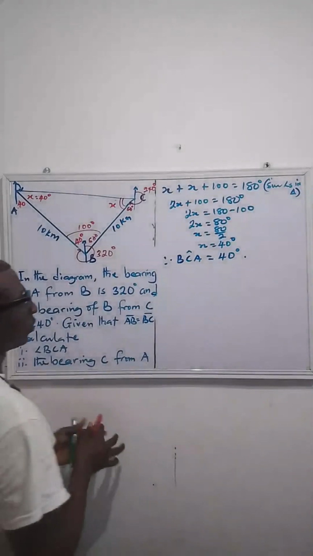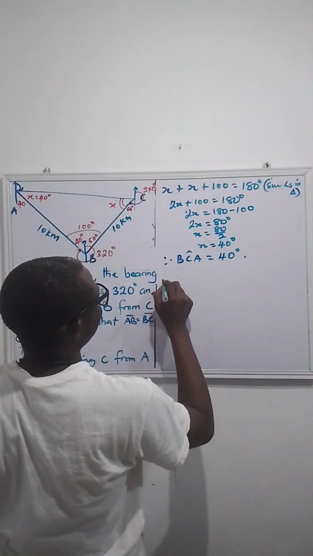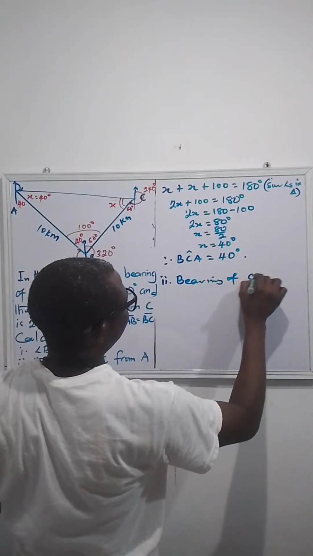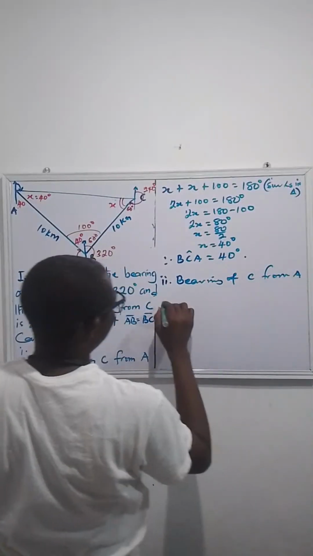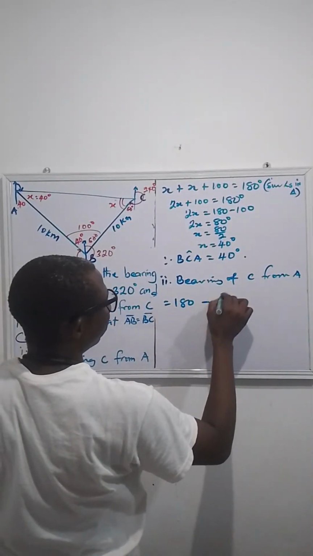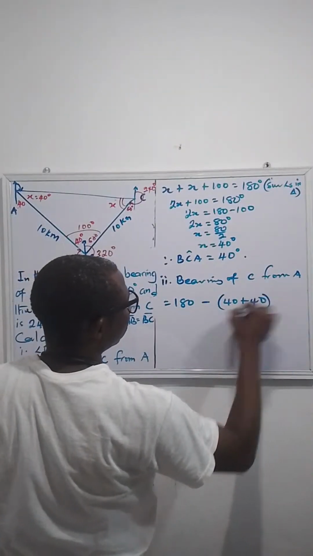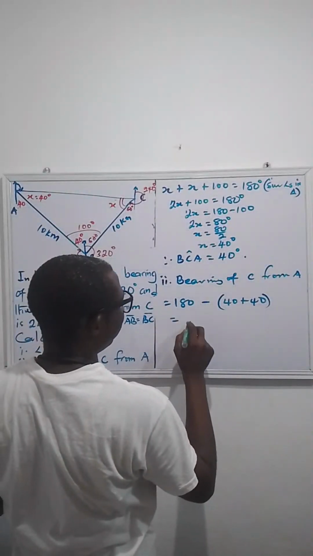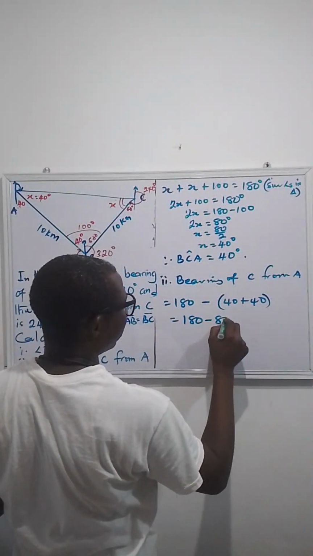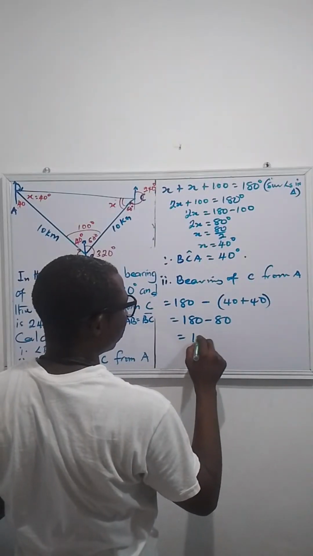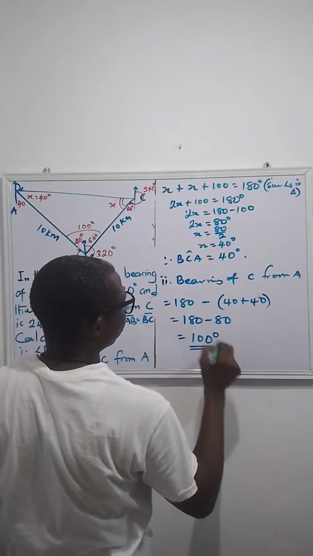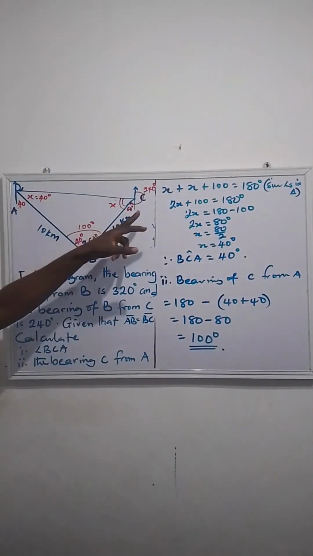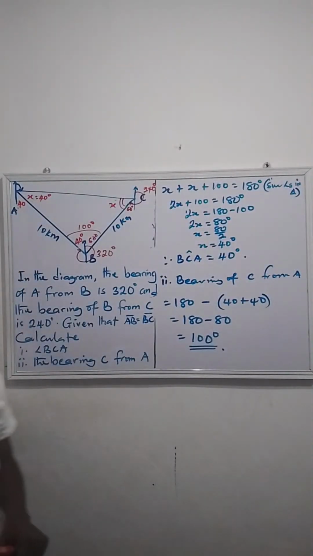So we now have the bearing of C from A is 180 minus 40 plus 40. These two 40s, you take them from 180. That's going to give you 180 minus 80, and the answer is 100 degrees. So that is the bearing of C from A, and that answers the question.